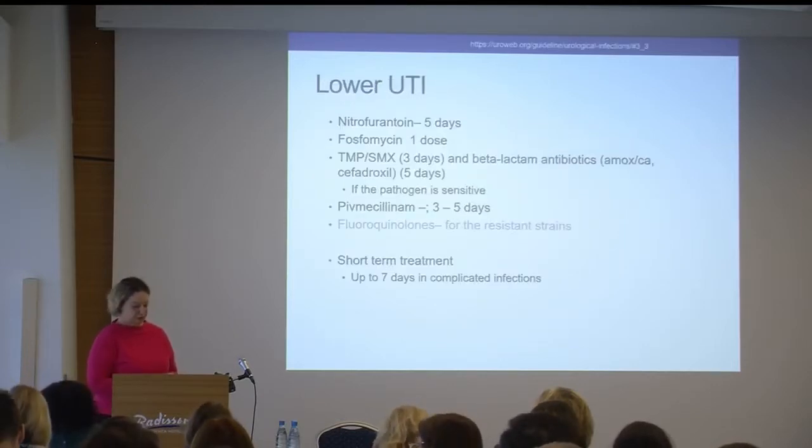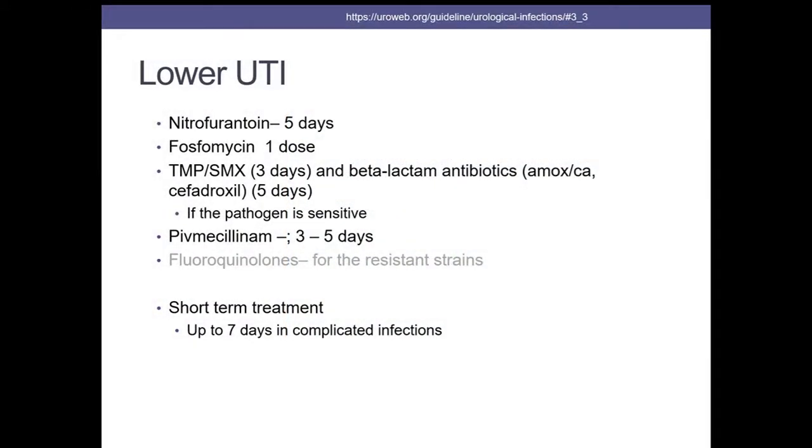The recommendations from the European Urological Society, also followed in Slovenia, for uncomplicated lower urinary tract infection are nitrofurantoin for 5 days, fosfomycin in 1 dose, trimethoprim or beta-lactam antibiotics for 5 days if the pathogen is sensitive. You can also use pivmecillinam for 3 to 5 days, which is not available in Slovenia. Fluoroquinolones are not indicated as first-line treatment. You use them if you have the sensitivity and the pathogen is not sensitive to other options.